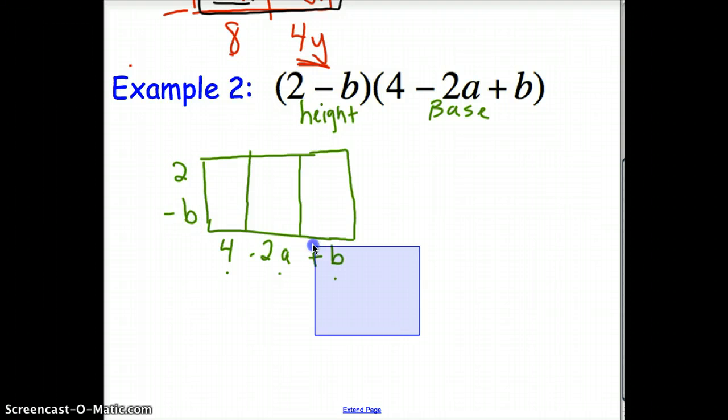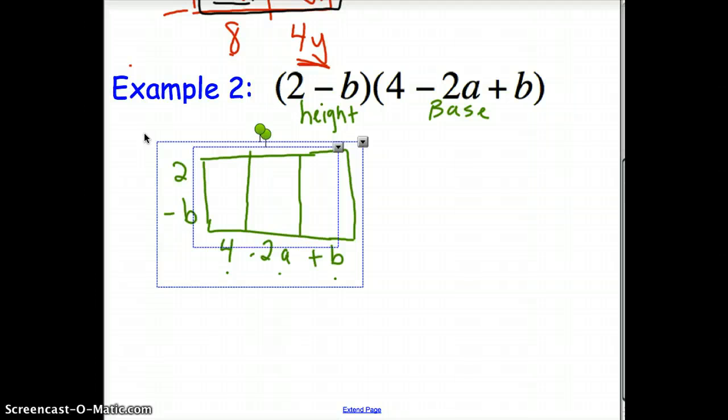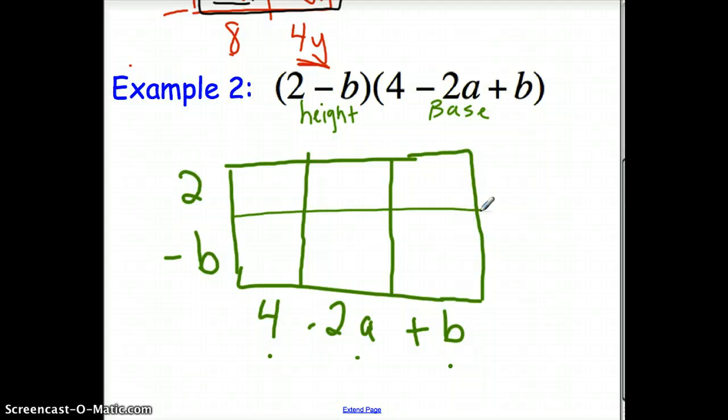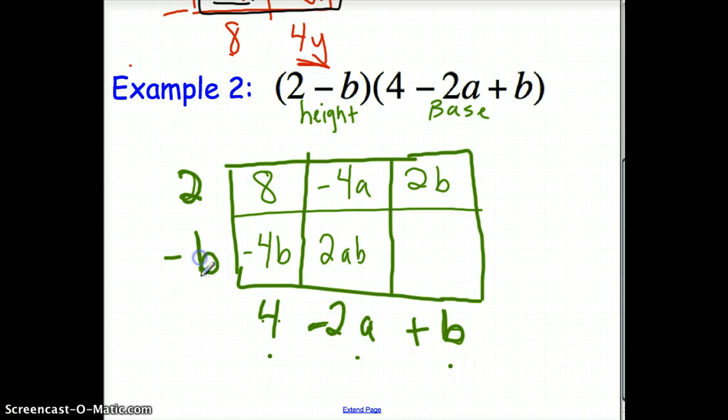And now I'm going to fill in the inside of my rectangle. So I'll break this into 2 pieces, and I'll start to find the inside pieces by multiplying to find each area. So the top left will be 2 times 4, and I'll get 8. And then we'll do negative b times 4, and I'll get negative 4b. Looks like this 2a is negative, so we'll do negative b times negative 2a, and we'll get positive 2ab. Top middle piece is negative 2a times 2, and I'll get negative 4a. Top right, we'll do 2 times b to get 2b. And then the bottom right, negative b times b will be negative b squared.